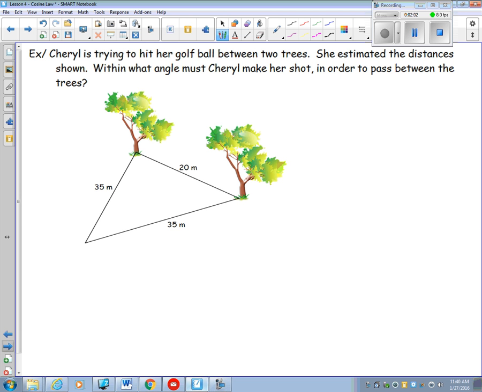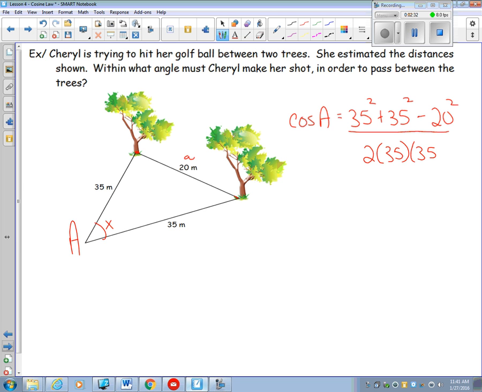Well, if she has to aim between these two things, the angle that matters would be the one down here. Okay, that's the thing I'm missing. That's got to be my big A. This has to be my small a. Okay, B and C are interchangeable. And this is the second rule we talked about. So cos A equals B squared plus C squared minus A squared all over 2 B's and C.